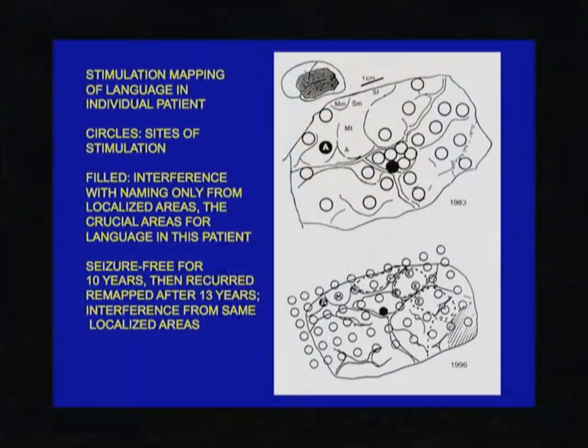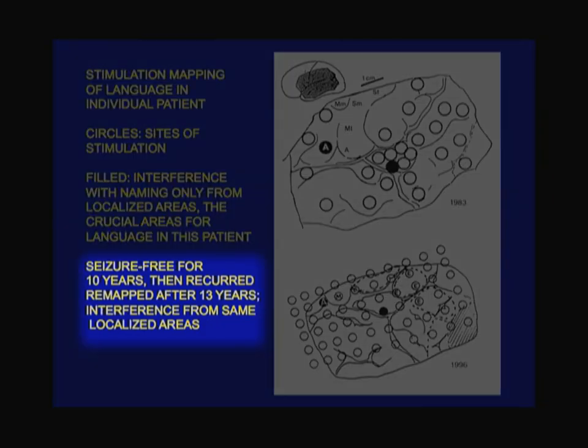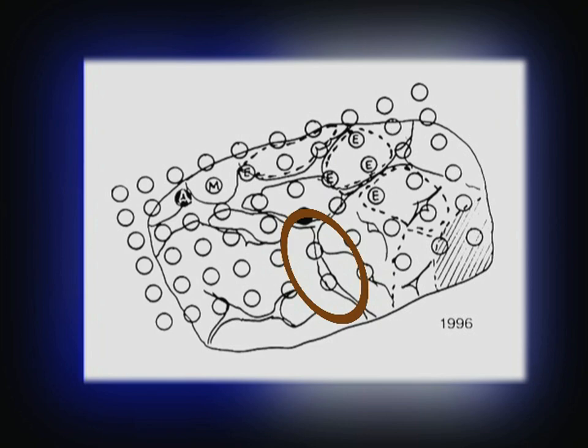Furthermore, these things are really quite stable. This patient was seizure-free for a decade after my operation in 1983. They then recurred. We reevaluated her with a little different technology where we put in a chronic array of electrodes, remapped her, and 13 years later, here is the Sylvian fissure, here is that surface vein, and here is the same pattern of sites. So these crucial areas seem to be rather stable over time, and we've been able to show that they predict very well whether our resection will or will not produce a deficit, and they are in fact used as a standard technique now for identifying language with either epilepsy surgery or tumor surgery if you have to work close to language cortex.